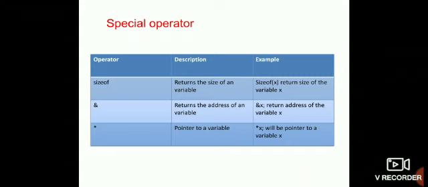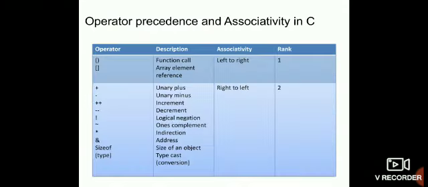Now let's have a look at special operators. There are a total of 3 special operators. The first special operator is sizeof, which returns the size of the variable. For example, integer: the size of integer is 2. The next special operator is the symbol ampersand, which returns the address of the variable. And the last special operator is the asterisk, which is the pointer to a variable.